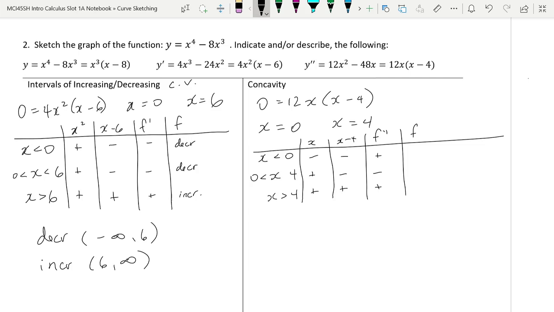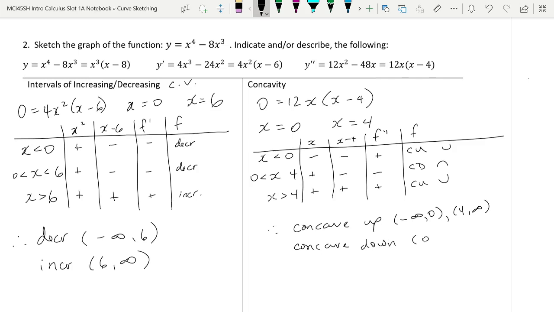That means that when we're positive, we're concave up, right, which means it does that. And then this one is negative, so it's concave down, which means that. And then it's concave up again, which again means that. So I'll make a kind of conclusion. Therefore, we are concave up from negative infinity to 0, and then again from 4 to infinity. And we're concave down from 0 to 4.